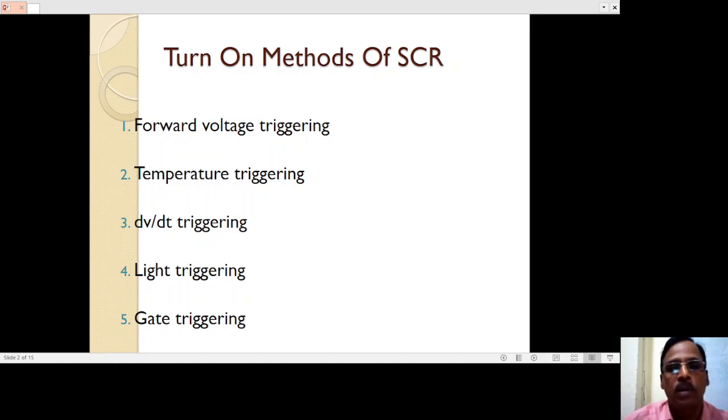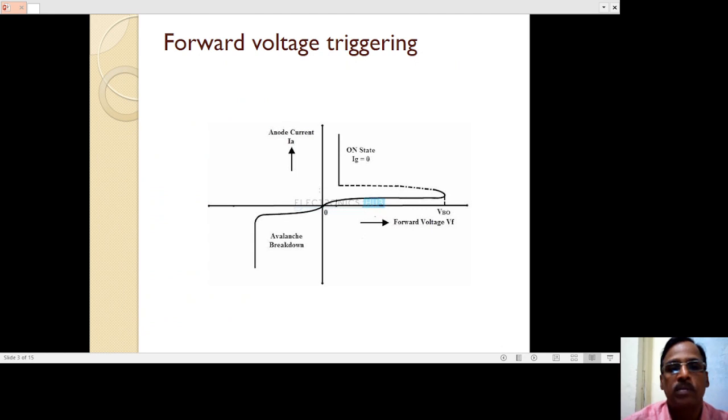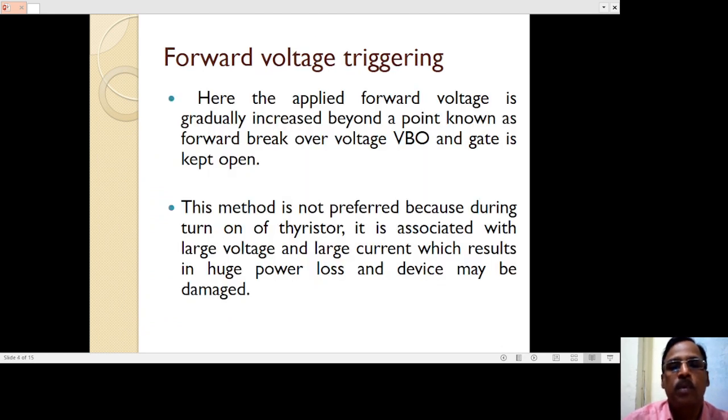Different methods for turn on SCR are, first one is forward voltage triggering. Number 2, temperature triggering. 3, dV/dt triggering. Number 4, light triggering. Number 5, gate triggering. First, we will discuss the forward voltage triggering. So, what is forward voltage triggering?